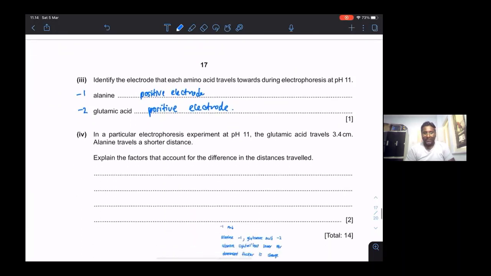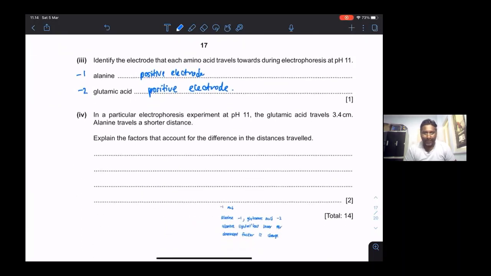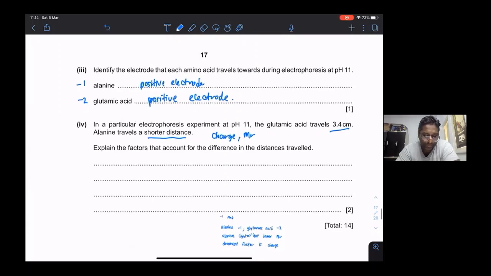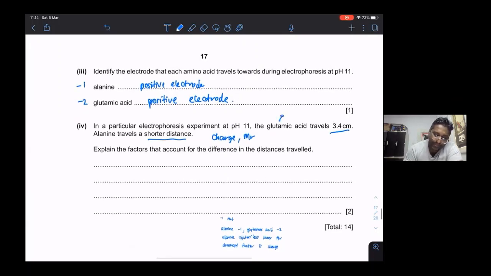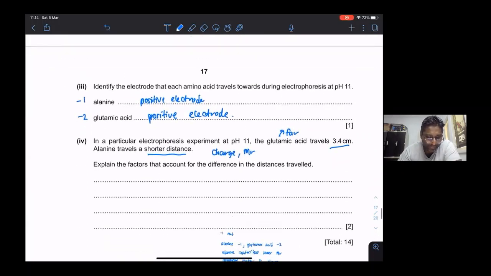In a particular electrophoresis experiment at pH 11, glutamic acid travels 3.4 cm. Alanine travels a shorter distance. Explain the factors. There are two factors normally. Okay, one is the charge. Another one is the MR. Yeah. So these are the two factors. But in this case, I do see that glutamic acid 3.4. So glutamic acid is actually traveling further. So if glutamic acid is traveling further, I think most probably because of the -2 charge.